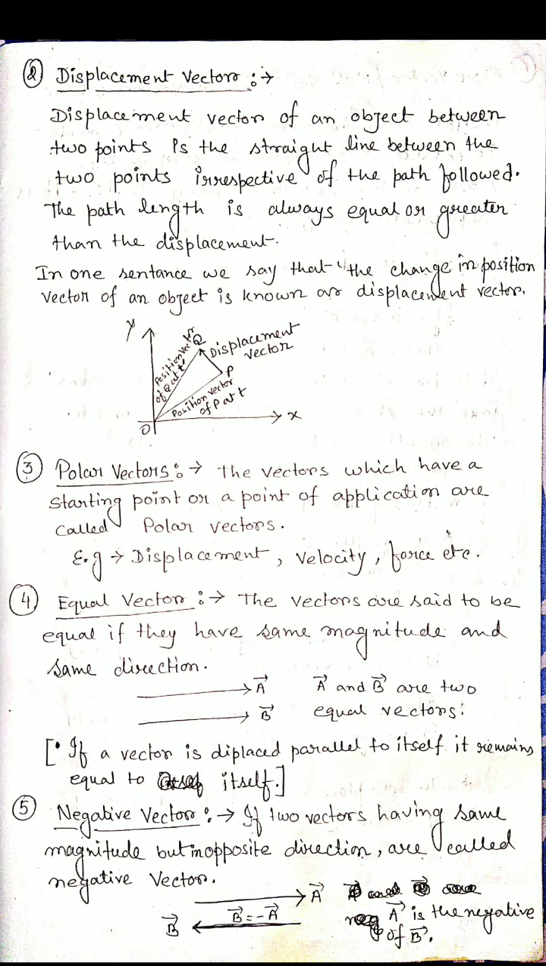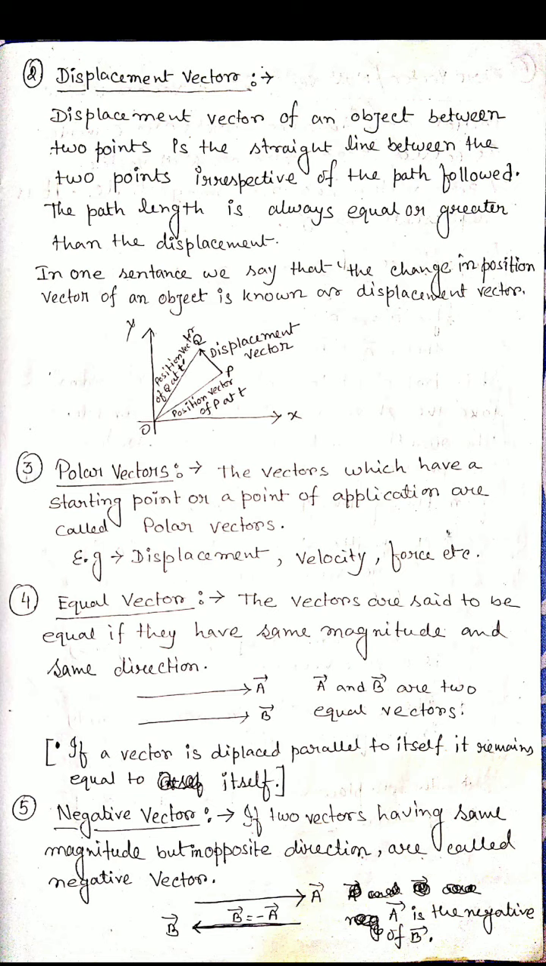Okay, so now third number, polar vector. The vectors which have a starting point, or which start from an origin, that kind of vectors are called polar vectors. Any vector which has a starting point or point of application from where it applies, that means it has some origin, that type of vectors are called polar vectors. Examples we already studied: displacement vector, velocity vector, force, because they have some origin or point of application.